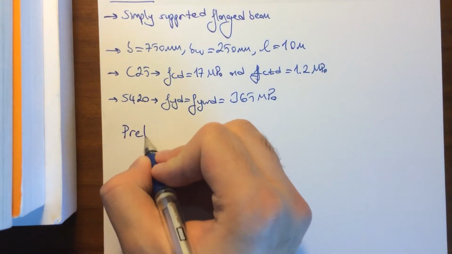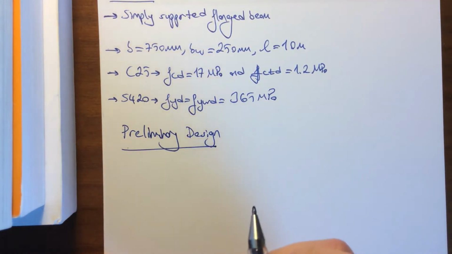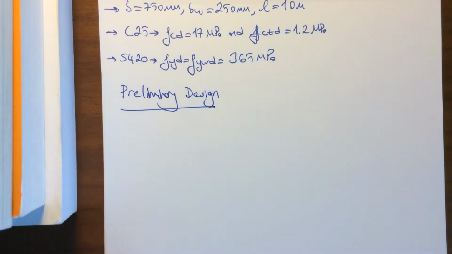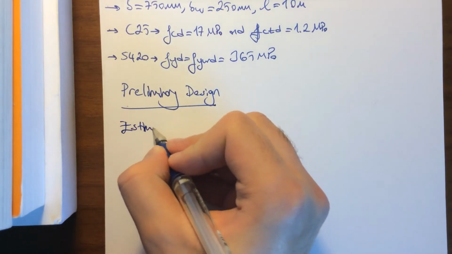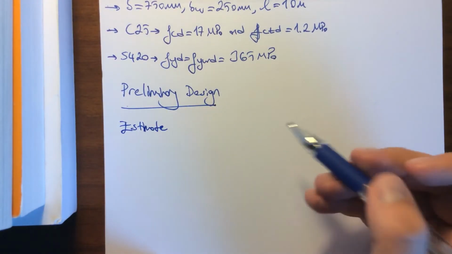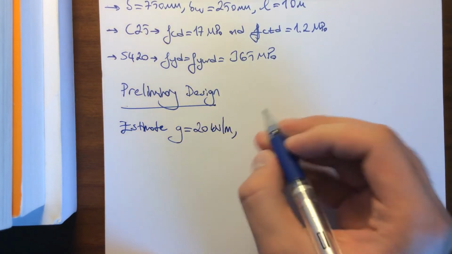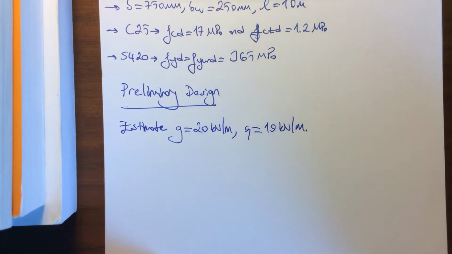So, I'm writing preliminary design. At the preliminary design stage, we are conducting this procedure to find the depth of the cross section, because in the question it is not given to us. So we are going to assume a live load and a dead load. Just at the preliminary design stage, let's estimate the dead load as 20 kilonewton per meter and the live load as 10 kilonewton per meter.